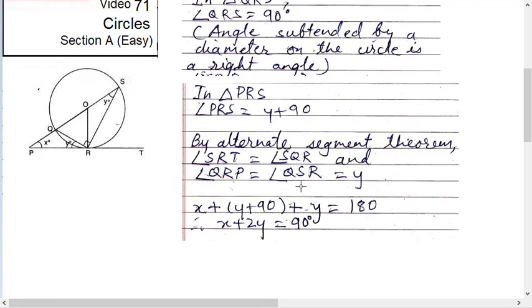See, this is given, the same thing which I discussed. So QRP equals QSR equals Y. Right? This is the alternate angle, the alternate segment theorem.